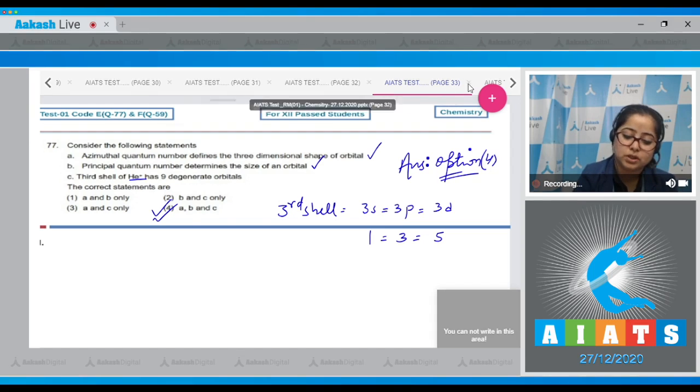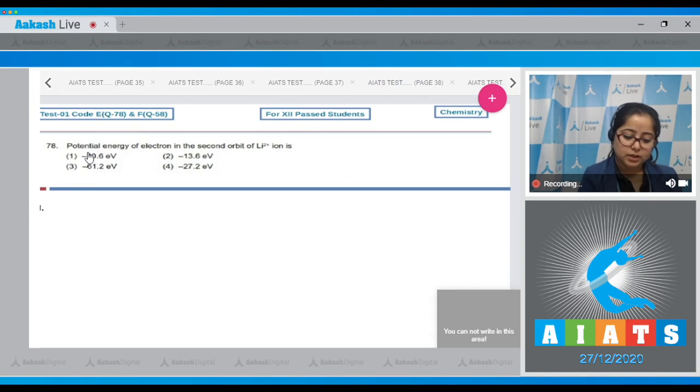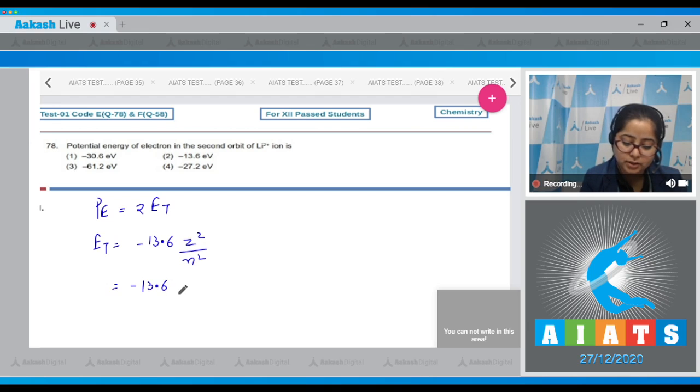Moving to next question, which is question number 78. Let's read it. The potential energy of electron in the second orbit of Li2 plus ion is. So student, we know that potential energy is equal to 2 into total energy. Total energy is equal to minus 13.6 z square upon n square. 13.6 into z square, and for lithium 2 plus the value of z is 3, so 3 square upon n square. N is number of orbit, here it is second orbit, so the value of n is 2, so 2 square, which is equal to minus 30.6 electron volt.